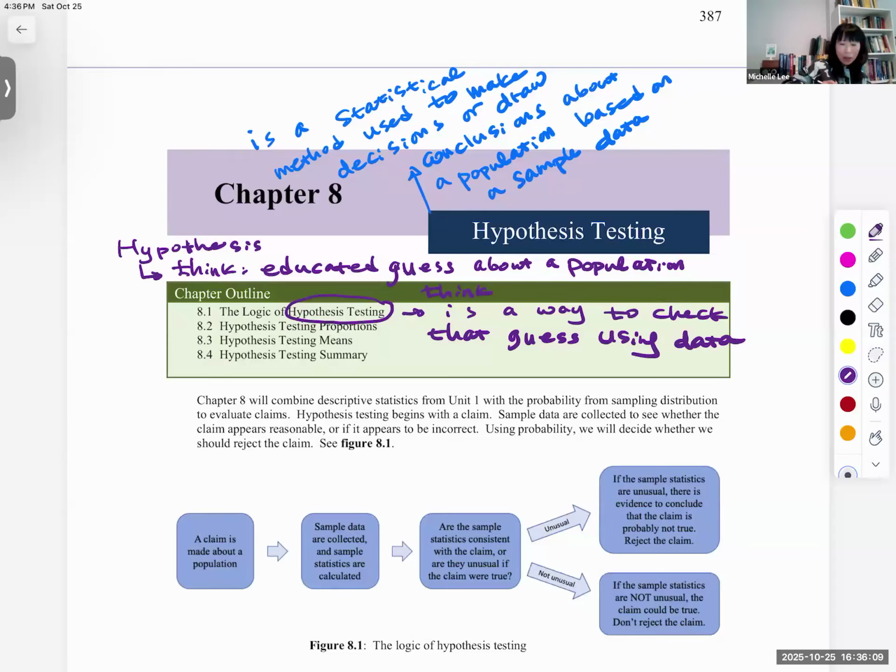All right, so I wrote down what hypothesis testing is. Hypothesis testing is a statistical method used to make decisions or draw conclusions about a population based on sample data. So what is a hypothesis? We can think of it as an educated guess about a population. Then what is hypothesis testing? Think of it as a way to check that guess using data. Make sense? Okay, very good.